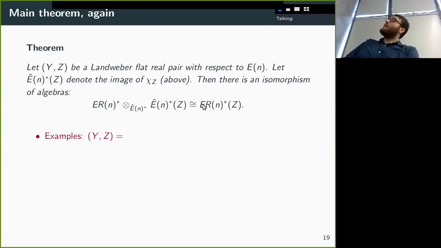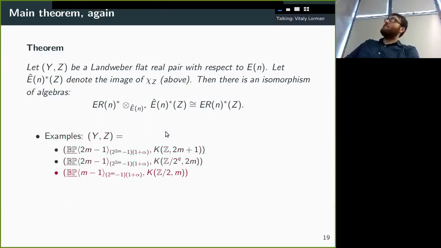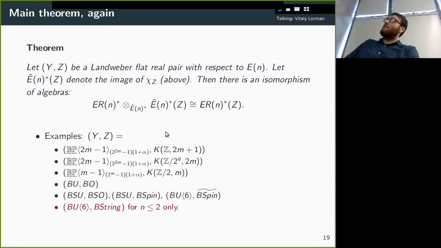And so we get an isomorphism. So we take this algebra inside the ERN cohomology of Z. It's something we know. It's isomorphic to the EN cohomology of Z, and we just base change up our coefficients, and we get the ERN cohomology of Z. And here are the examples that we apply this for.